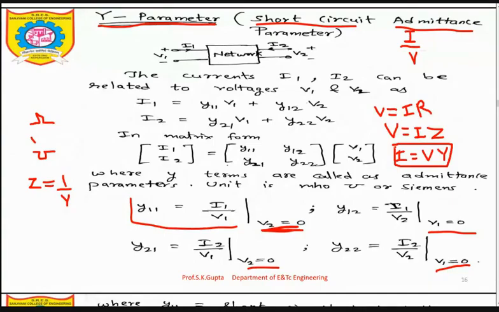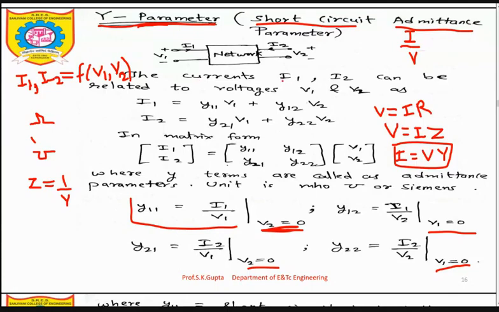So basically in the Y parameter, what are we doing? We are expressing the currents I1 and I2 as a function of voltages V1 and V2. And in the Z parameter, what were we doing? Voltages were expressed in terms of currents, but in the Y parameter, currents are expressed in terms of voltages.